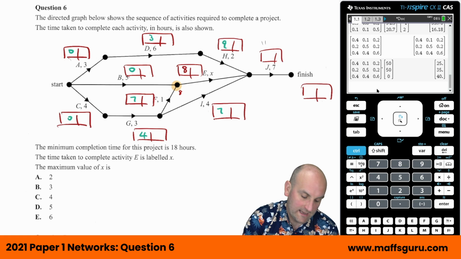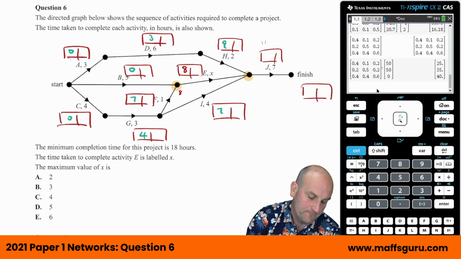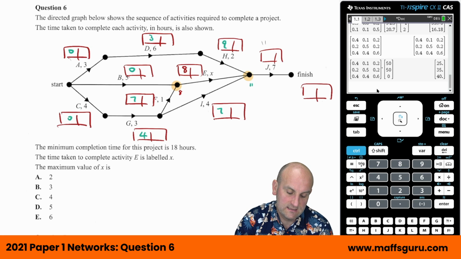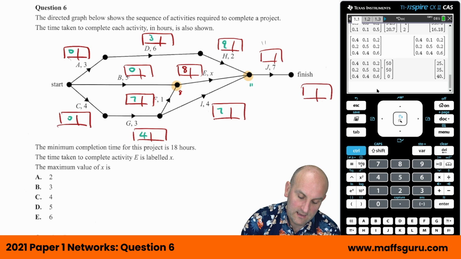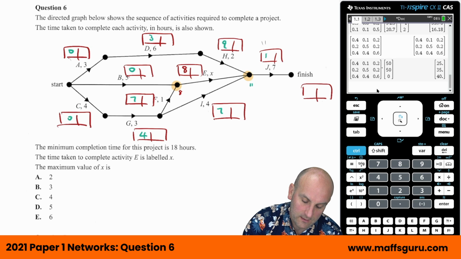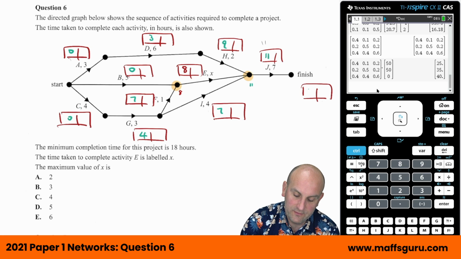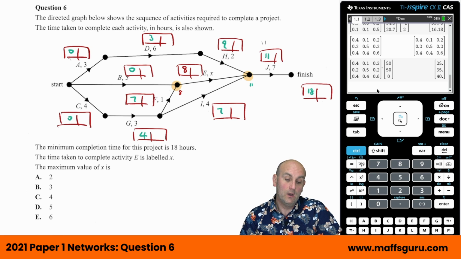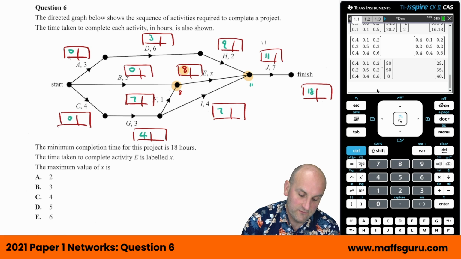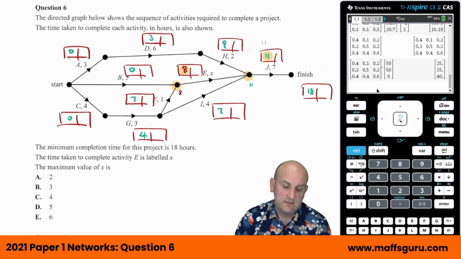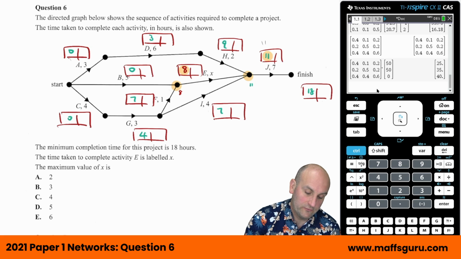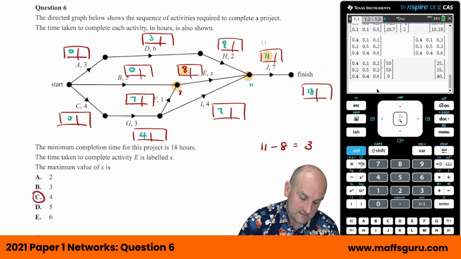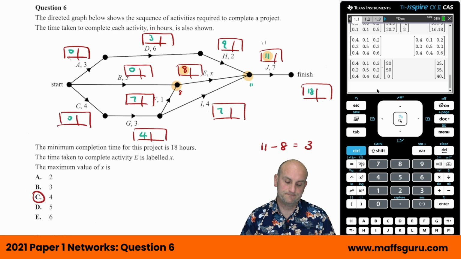Again I've got a choice by the time we get to here. 9 plus 2 is 11. E I'm going to leave for the moment. 7 plus 4 is 11 as well. 11 plus the 7 gives me 11, and 11 plus the 4 gives me 18, so I've got my way through. How does that help me now? The earliest start time of E is 8, and the earliest start time of J is 11. If I do 8 minus 11, I get 3. So I'm going to suggest that C was the correct answer for question 6.